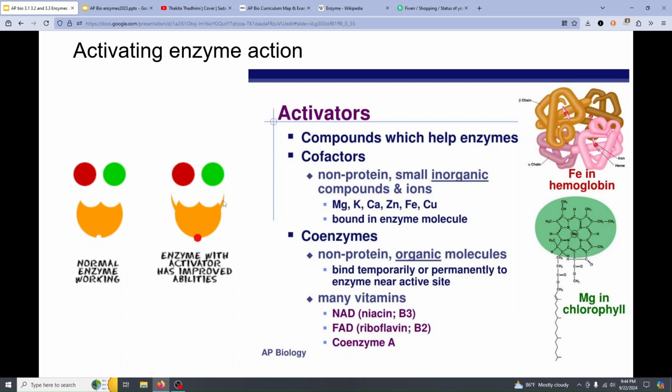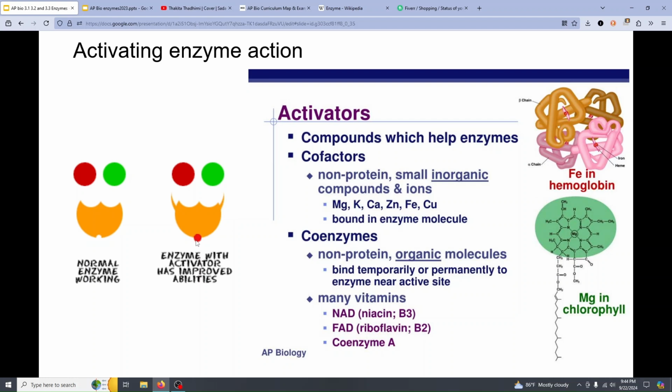Okay, so this is a normal enzyme. This is just a wild representation here, a cartoon. So you see here, enzyme binding to the substrates A and B so that it can make a product A, B, whatever.